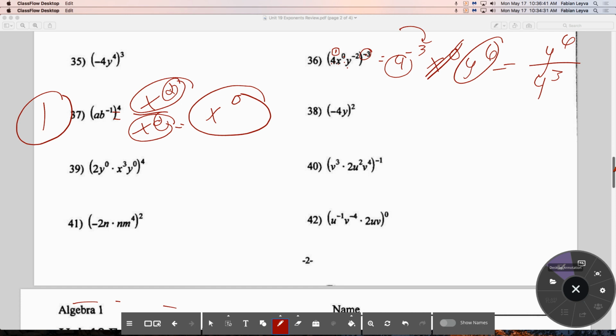How about we try a really hard problem? Number 42. On the count of 3, what does number 42 equal? 0 or 1. 1. Remember, everything is getting raised to 0. Anything raised to 0 is 1. Notice that you only have a 1, and that's it.